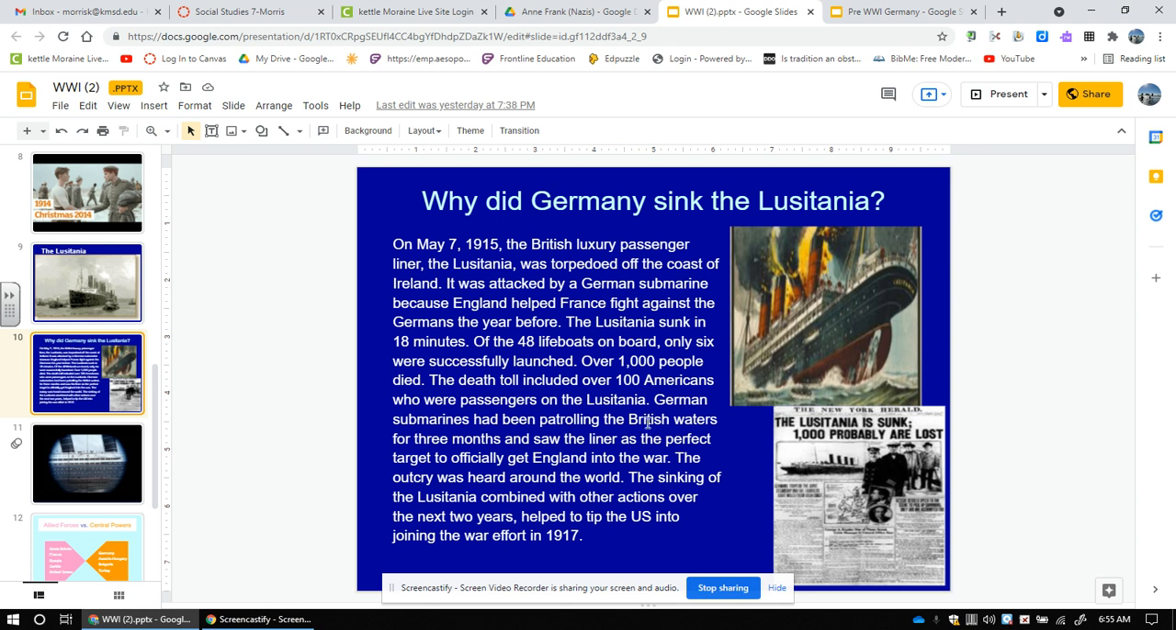The German submarines had been patrolling the British waters for 3 months and saw the liner as the perfect target to officially get England to engage in the war. The outcry was heard around the world, and the sinking of the Lusitania, combined with other actions over the next 2 years, helped tip the United States into joining the war effort in 1917. Who are we talking about? What about it? Why did this happen? How did this happen?